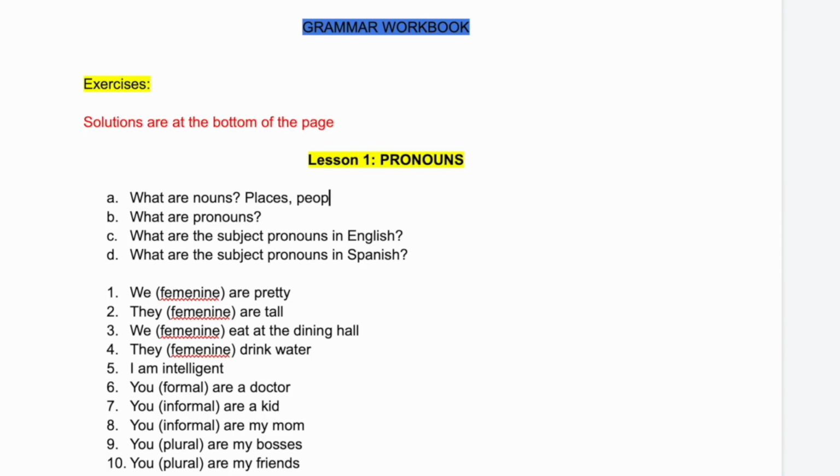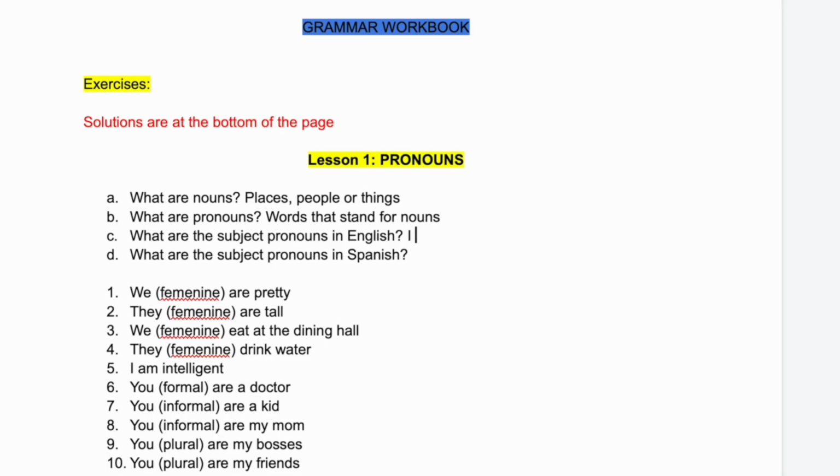So what are nouns? Nouns are places, people, or things. What are pronouns? Pronouns are words that stand for nouns. For example, instead of saying Karen goes to the market, then Karen returns home, and Karen washes the dishes, you can say Karen goes to the market, then she returns home and she washes the dishes. So it's a lot more concise and less repetitive.